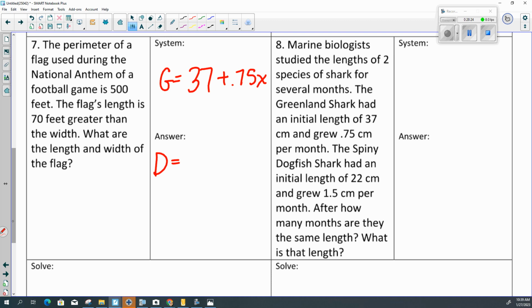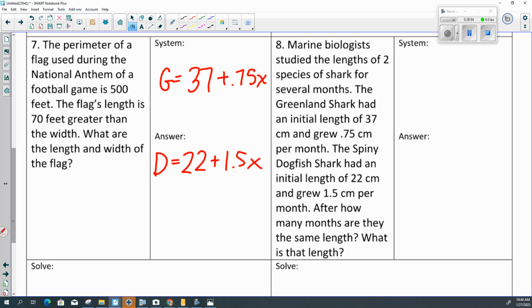Davis, can you help me write the equation for the spiny dogfish shark? What is its initial length? And we're just going to put, you can put m if you want, but these look like y equals mx plus b to me. So I would graph these and see where they cross. That's how I would do this one.